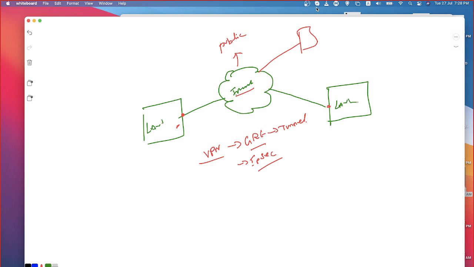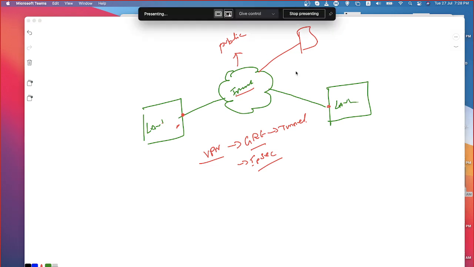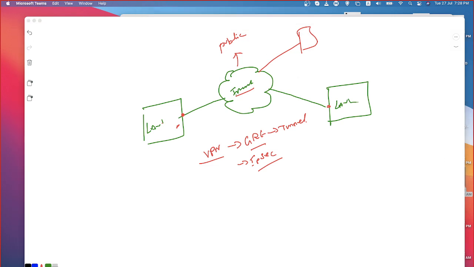That's why we call these types of VPN tunnels enterprise managed VPNs. Who is managing this VPN? This is being managed by the company, whoever is having the internet connection.